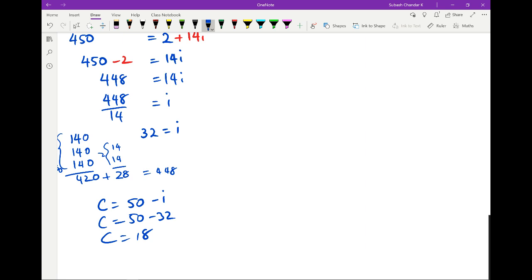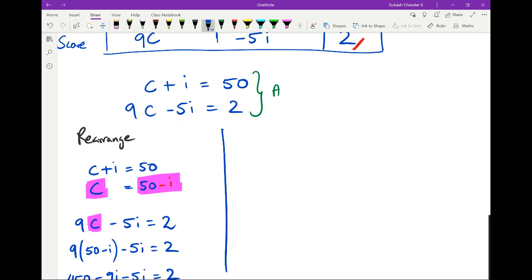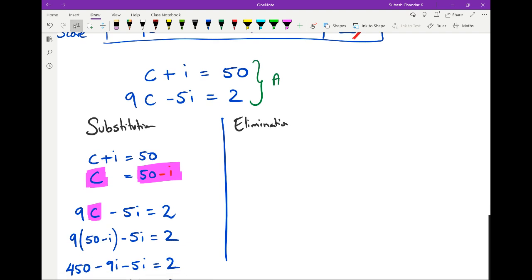Right, now that's one way of doing it. I'm going to show you guys elimination now. Actually, that wasn't rearranging, that was actually substitution. Sorry, guys. Substitution. And then this is elimination. With elimination, I think most people like doing elimination. So that's why, Eliana, I'm going to show you another method to do this.